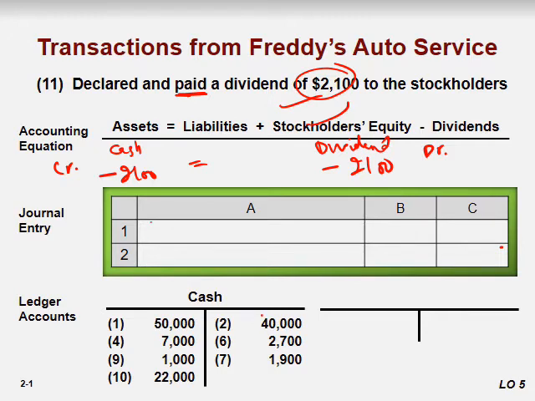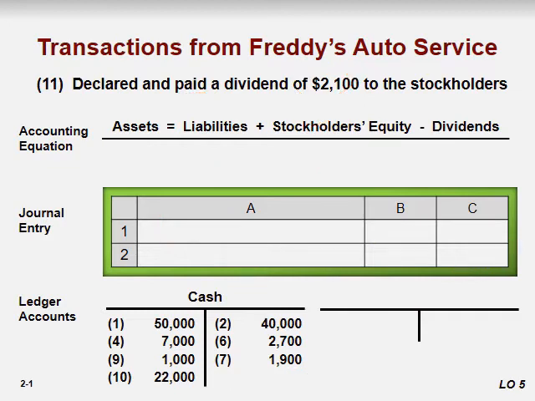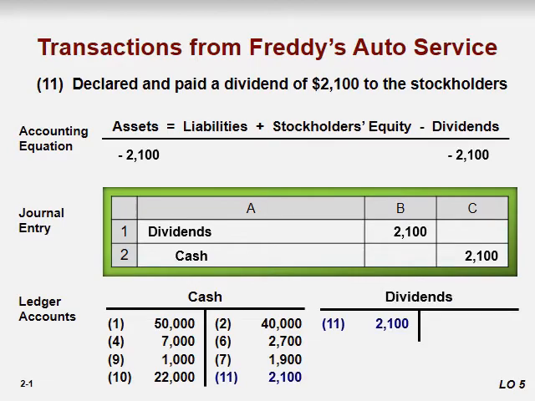Entry is, we're gonna write it, dividend to cash 2100, right? So we write it down the dividend account. It is debited 2100, and since cash is on credit side, we just write it 2100 on 11th transaction. So let's see the solution.